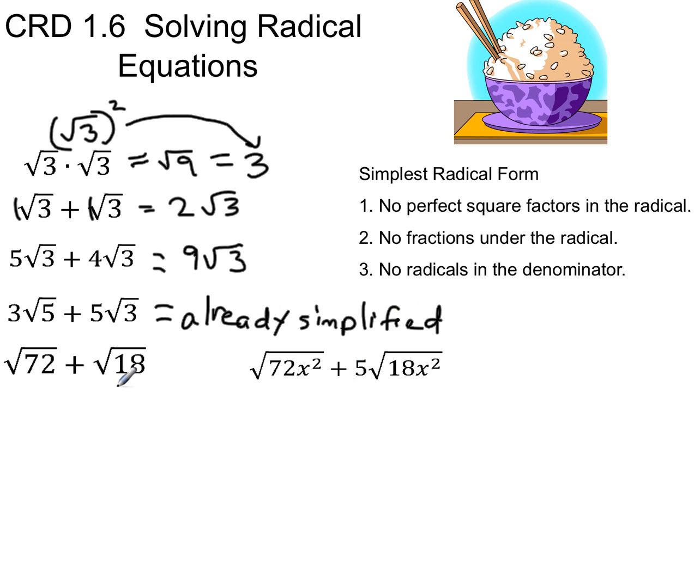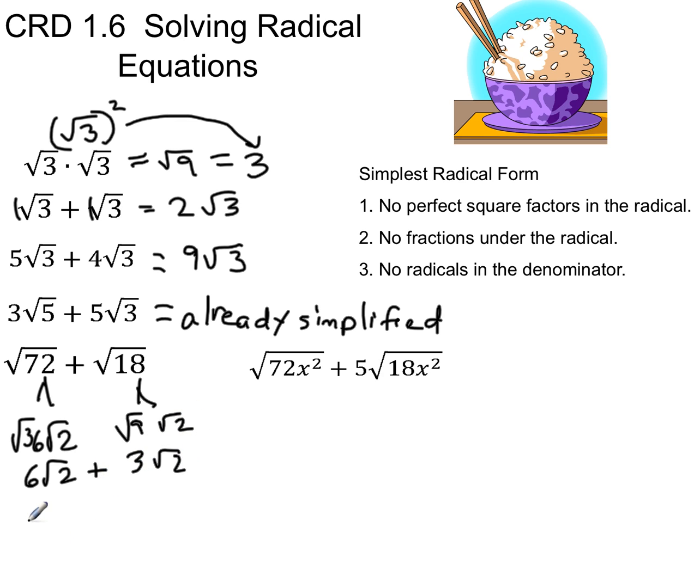These two problems, you think to yourself, well, the radical is different, so it's already simplified. But actually, that's not the case because the square root of 72 and the square root of 18 are not in their simplest radical form. So first, let's put them in simplest radical form. Square root of 72 is actually square root of 36 times root 2, or 6 root 2. Square root of 18 is square root of 9, square root of 2, or 3 root 2.